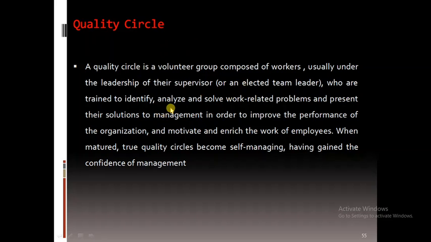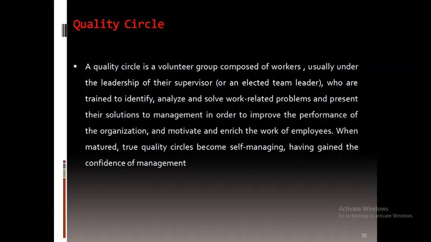Now, let us see what the needs of this quality circle are. First, top management support. Second, training. Third, provision of resources. Fourth, delegation of responsibility. And last, credit for achievements. These are the needs of quality circles.